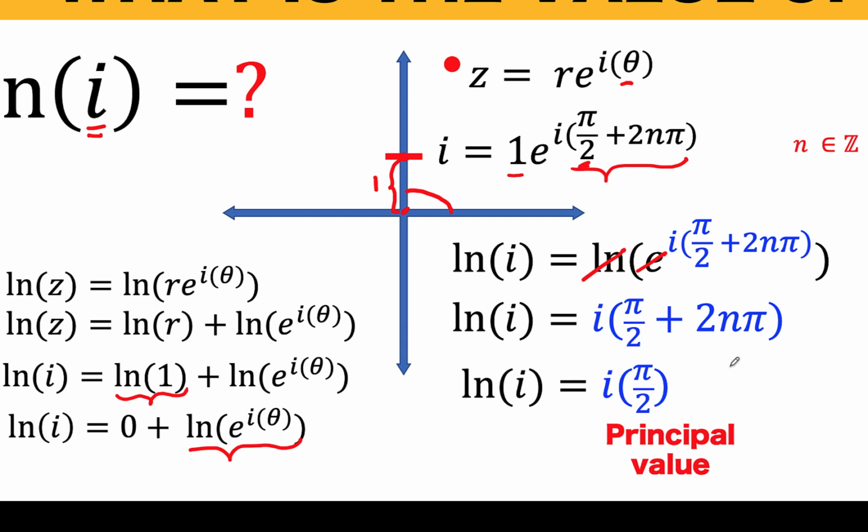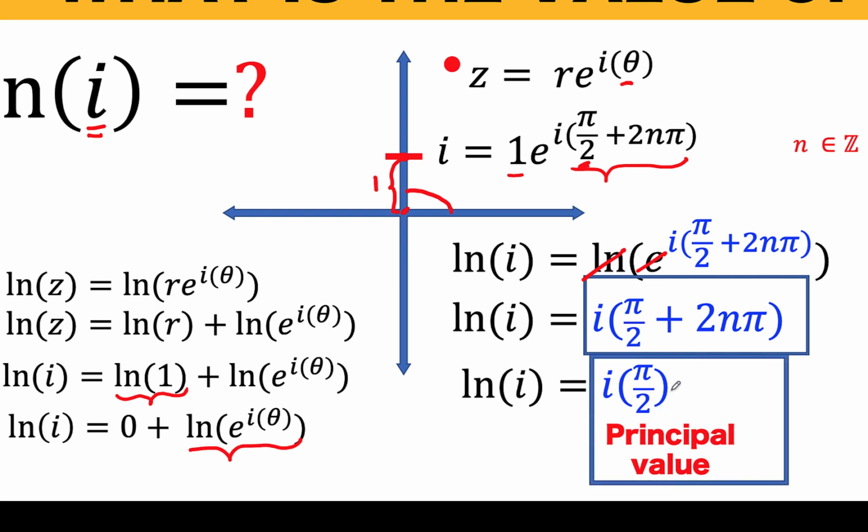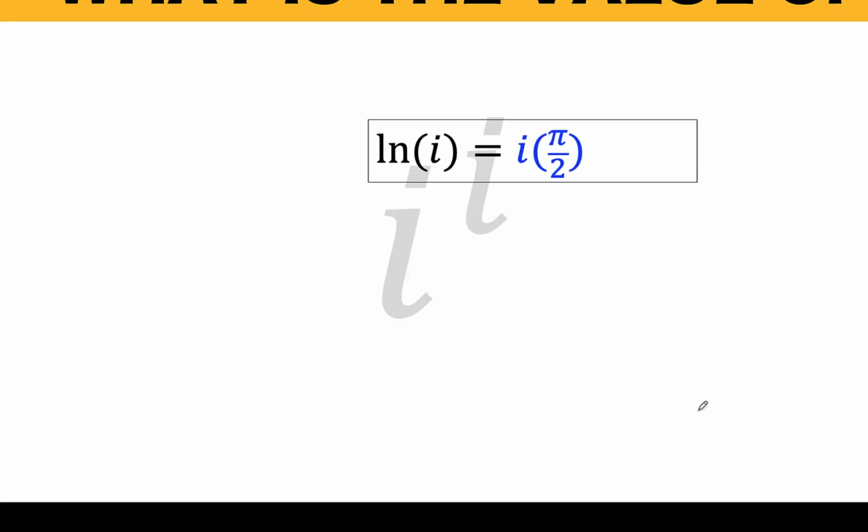Most of the time when you compute the value of ln of i, you are more interested in the principal value. But generally, this is the expression for ln of i, and the principal value of ln of i is i times pi over 2. We need this result in order to answer our second problem. So let's go to the second problem.